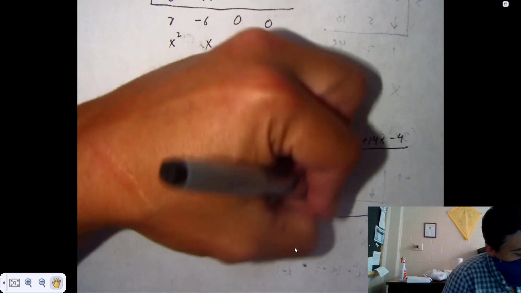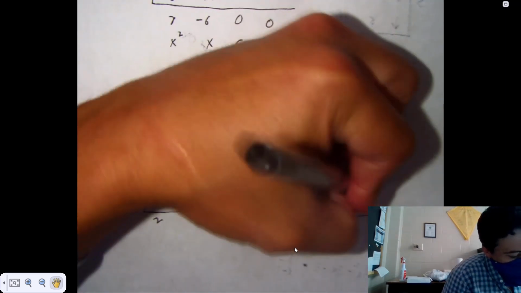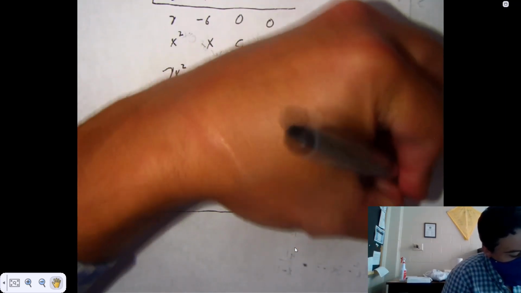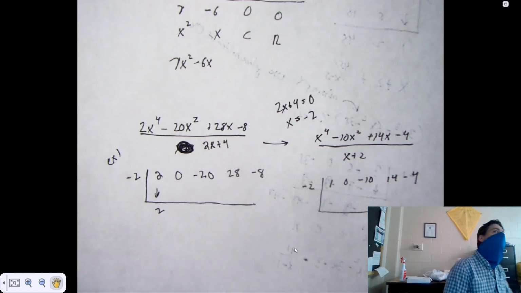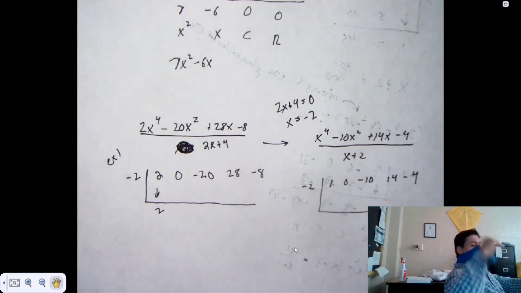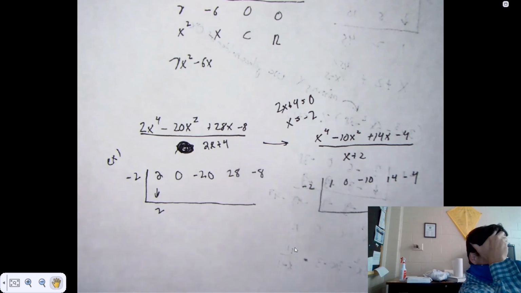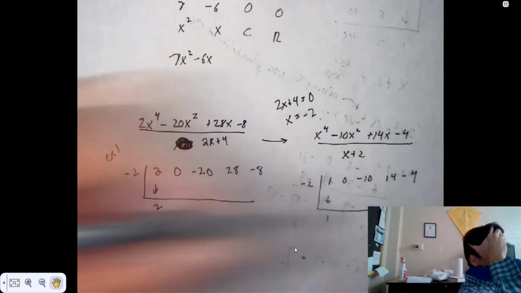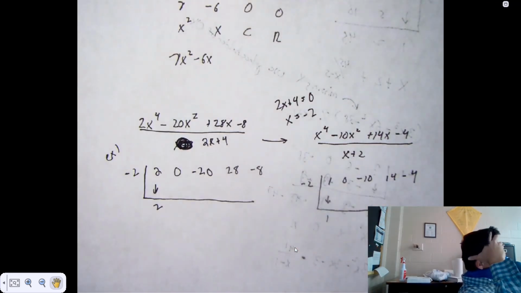This one would have the coefficients 1, 0, negative 10, 14, and negative 4. And we'll do them both, that way we get the same thing. It's not a deal breaker, but it will make the actual math you do easier to do. I hope you see that.